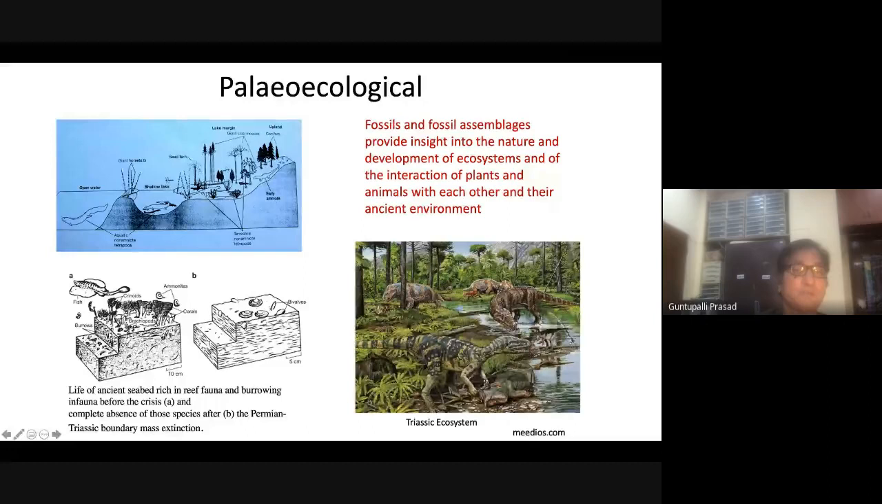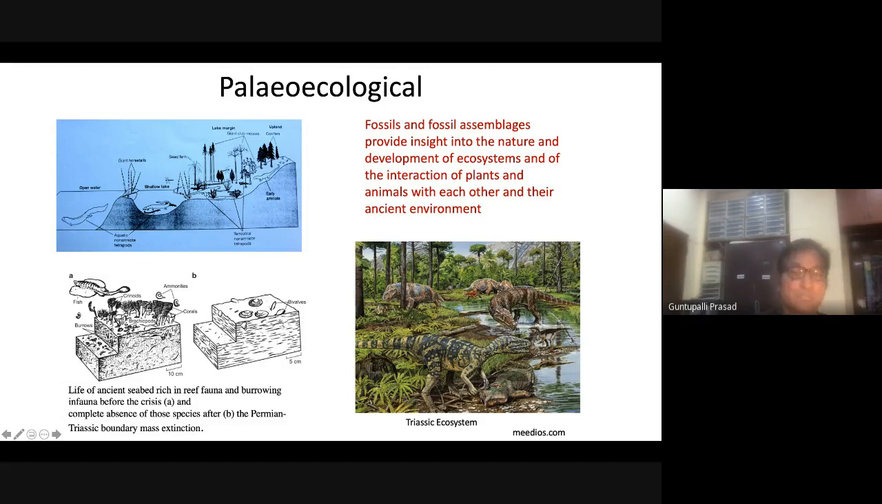So after the extinction, in the beginning of the Triassic, you see the ecosystem is depauperate. There are hardly any organisms. Only opportunistic species survived this extinction, and those were the only fossils which were formed. Similarly, using the fossils, you can reconstruct ecosystems in this manner, and you can also see how the ecosystems have changed over time.